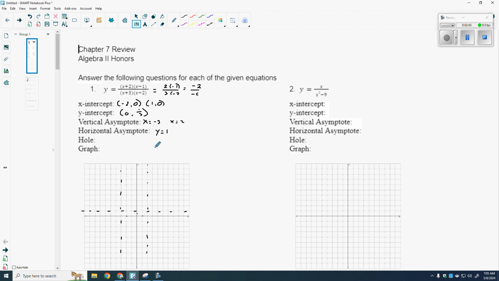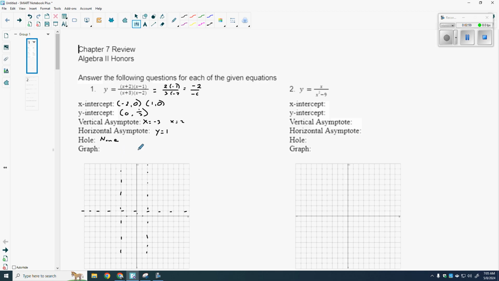Notation matters. Okay, hole. If there's a factor on top and bottom that's the same, we have a hole. We do not. Write the word none. If you leave it blank, I'm assuming you don't know the answer or how to find it.